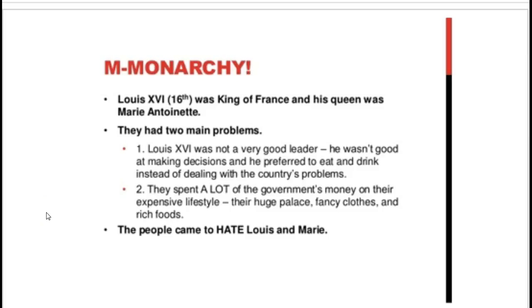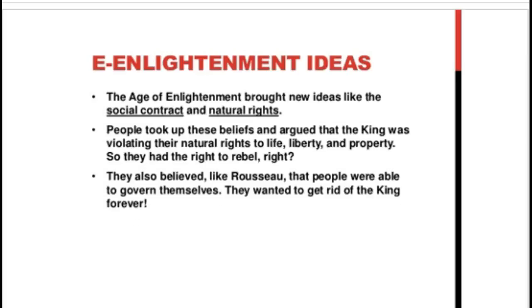So you have the M for monarchy, right? Louis XVI, King of France, his Queen Marie Antoinette. They had two main problems. He wasn't a good leader. He wasn't good at making decisions. He preferred to eat and drink. Not a bad idea if you're the king, not a bad idea if you're not the king, but he wanted to do that instead of dealing with his country's problems. And they spent a lot of the government's money on their expensive lifestyle, their huge palace, fancy clothes, and let's not forget Marie Antoinette's huge, like 3-foot hair weave, whatever that thing was. So they came to hate Marie.